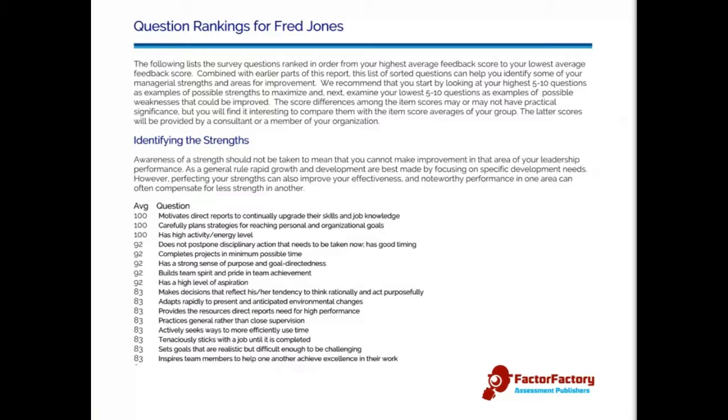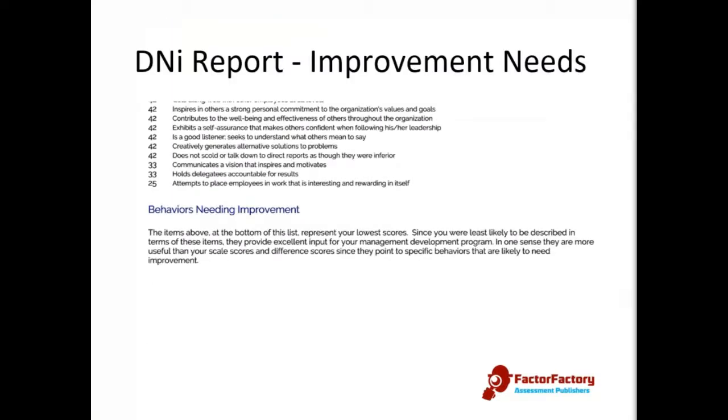Let's see the other side of that. Sam, next slide. So now I'm jumping down a couple of pages because there are a lot of questions, but now at the top of the slide, you'll see ranked at 25 on average, attempts to place employees in work that is interesting and rewarding in itself. So on those other scores, they got 100. This, they get a 25 on average, meaning this is a question that was scoring pretty low from everyone giving this individual feedback. You might want to think about that, might want to drive goal setting around that, talk to the individual, see what they think about that.